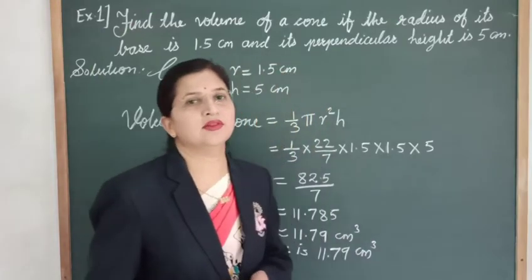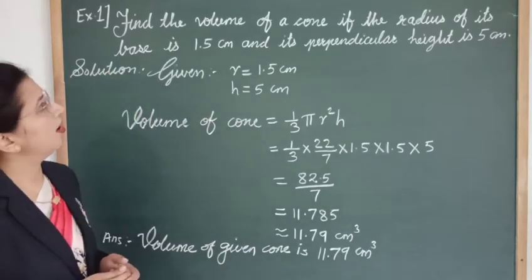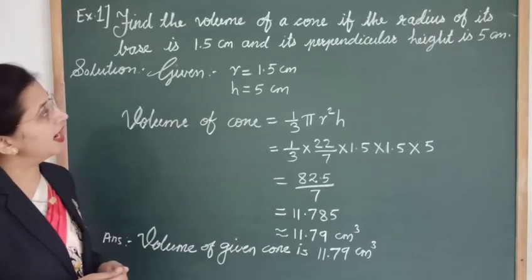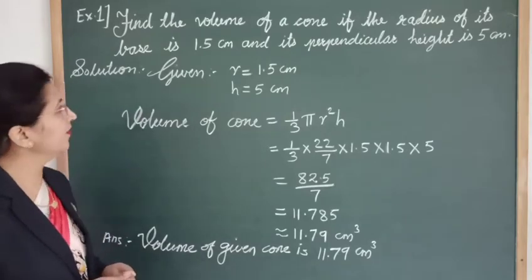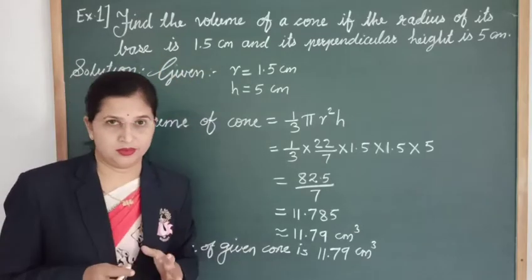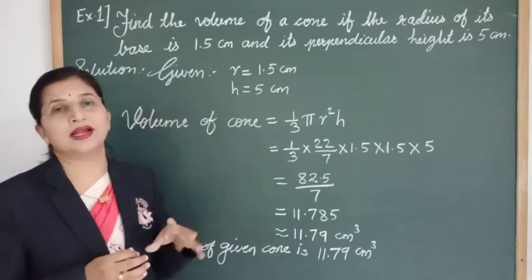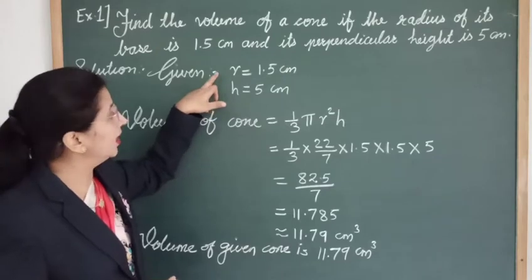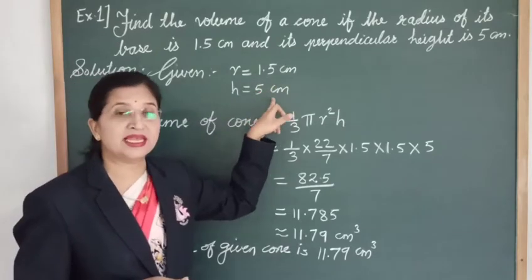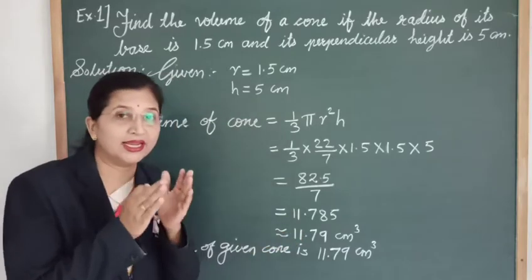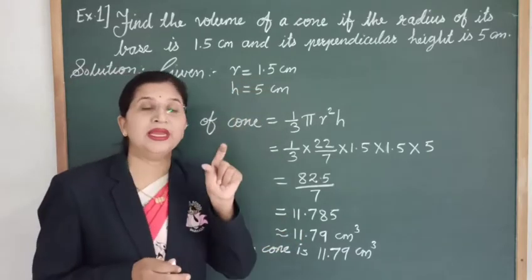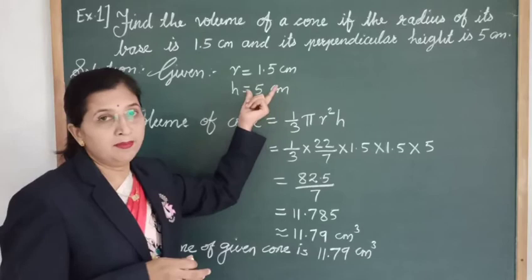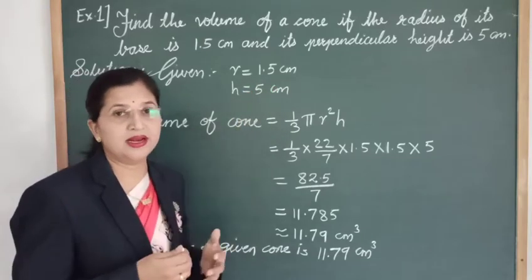Dear students, here we have the first question. Find the volume of a cone if the radius of its base is 1.5 cm and its perpendicular height is 5 cm. First we have to write the given. Then we will come to know whether the given values are in the same units or not. We have to take care that the given values are in the same unit. If they are not, then we have to make them the same by using the proper relation.